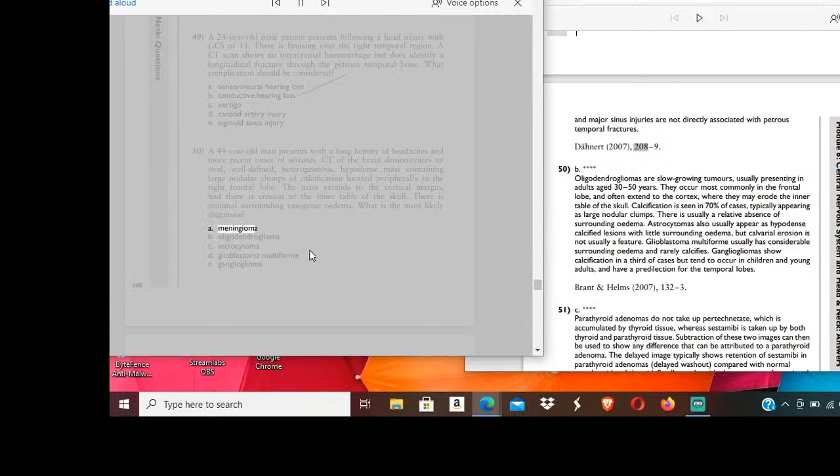What is the most likely diagnosis? A. Meningioma. B. Oligodendroglioma. C. Astrocytoma. D. Glioblastoma multiforme. E. Ganglioglioma.